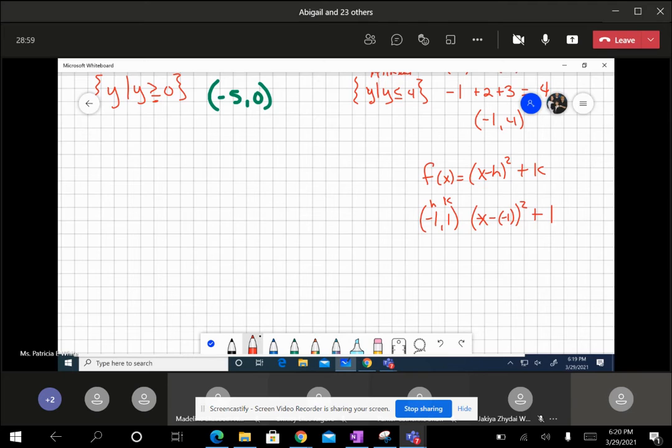So I have x minus negative 1 squared plus 1. And if I FOIL that out, x plus 1 times x plus 1 plus 1, I'm going to get x squared plus 1x plus 1x plus 1 and another plus 1. Cleaning it up, I get x squared plus 2x plus 2.